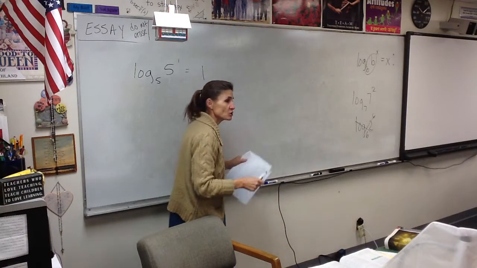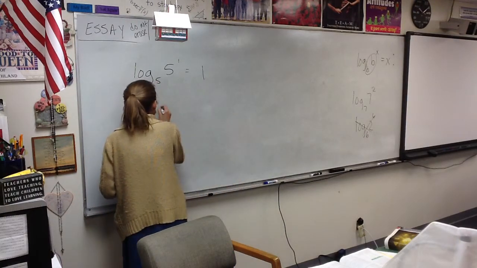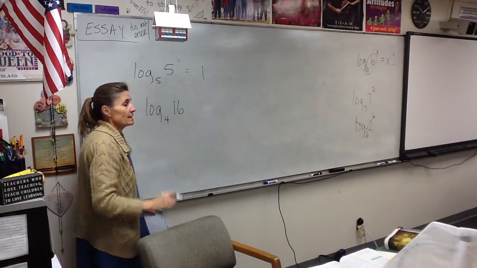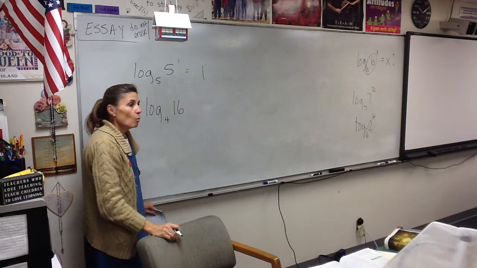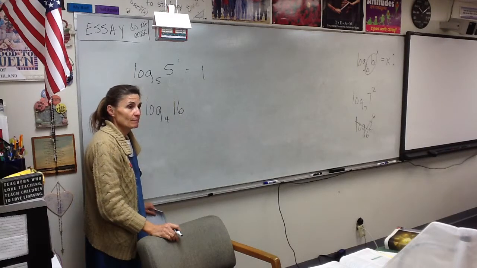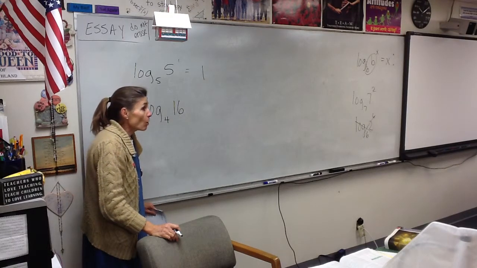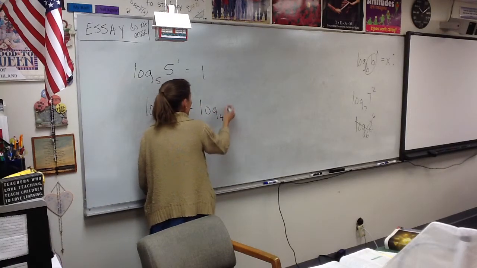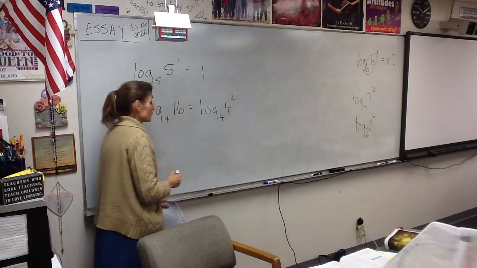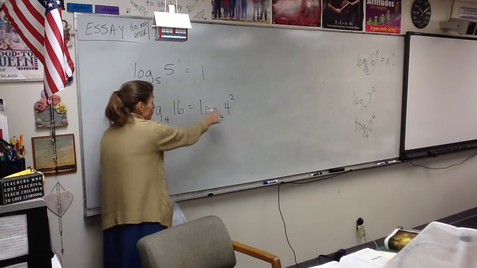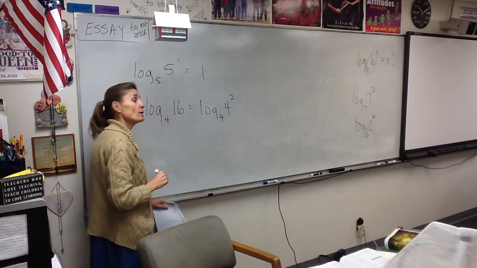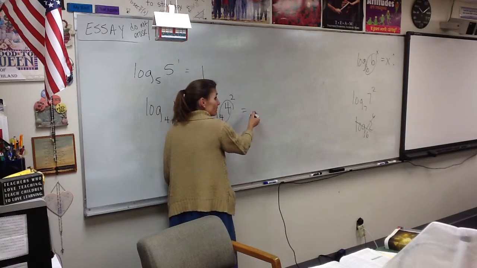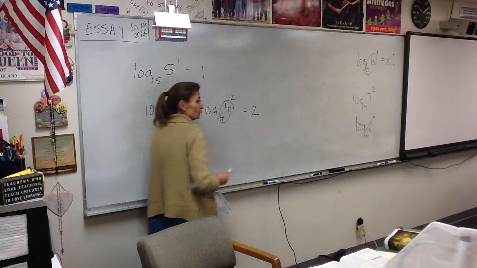Now I want you to look at the next one. It says the log base 4 of 16. Now wait a minute, kids. Wait a minute. What do you know about 16? It's 4 squared. So isn't this the log base 4 of 4 squared? Isn't that what this is? And what does our property say about the log base 4 of 4 squared? It's 2.